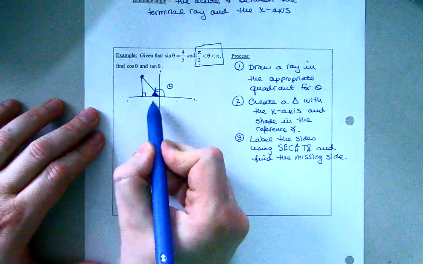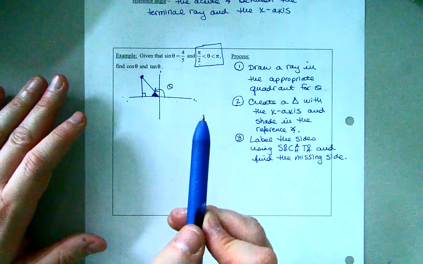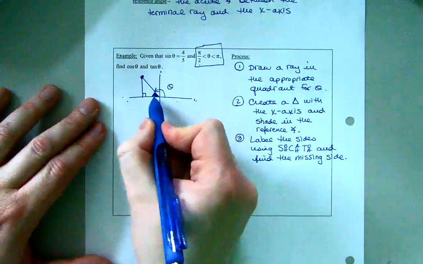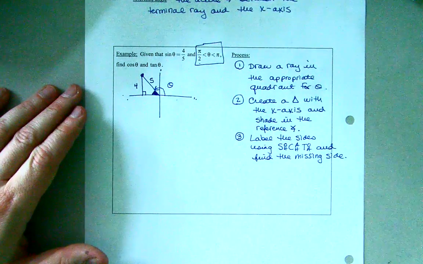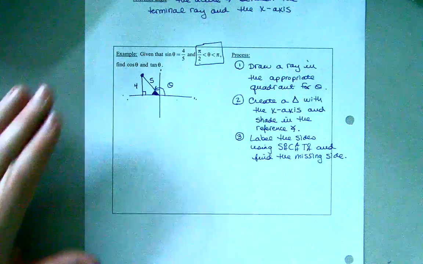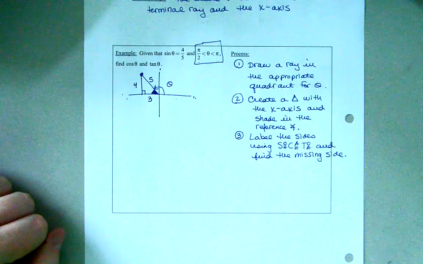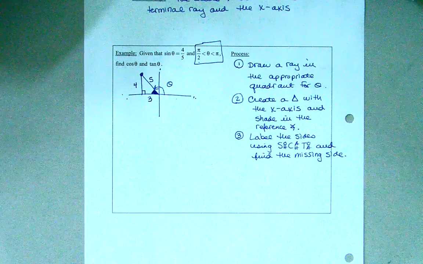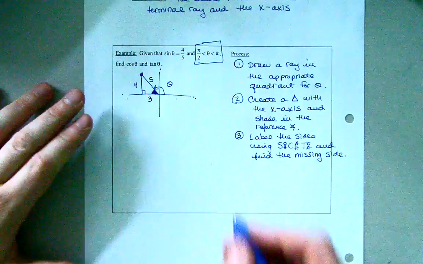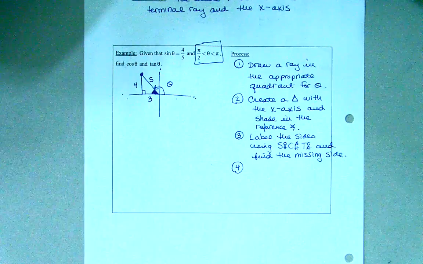So, sine. What is sine? Opposite over hypotenuse. I know that my opposite is 4. I know that my hypotenuse is 5. What's the missing side? 3. It's a triangle, so this is going to be positive 3. Hold on to that for like 10 more seconds. That's what step 4 is going to take care of for us.